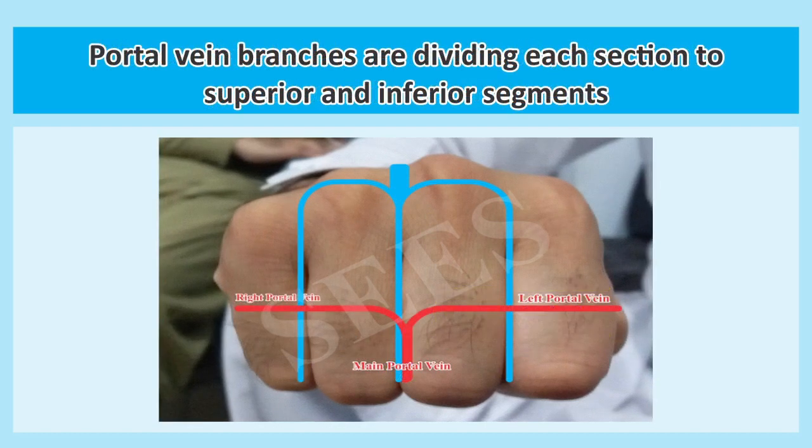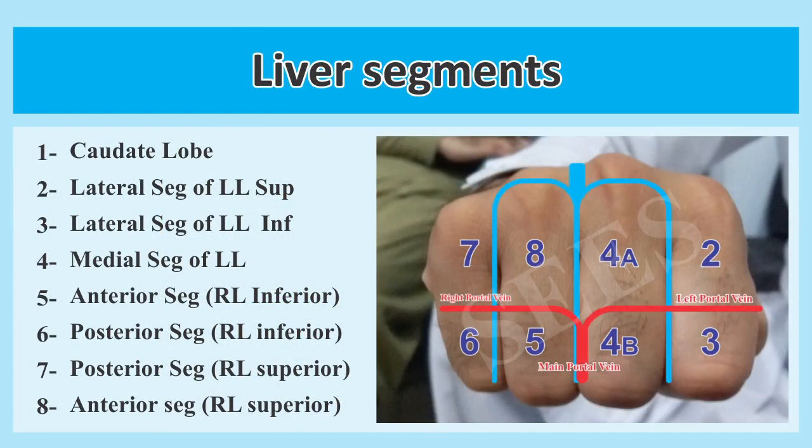Portal vein branches divide each section into superior and inferior segments. Like here, the red line divides each chamber into superior and inferior parts or segments. Overall, if we label these segments, in this image the caudate lobe is not shown, as it is lying behind the other fingers. The caudate lobe is called segment 1.